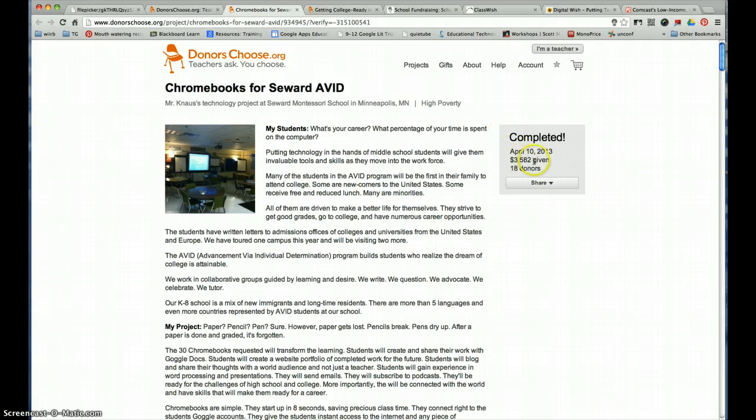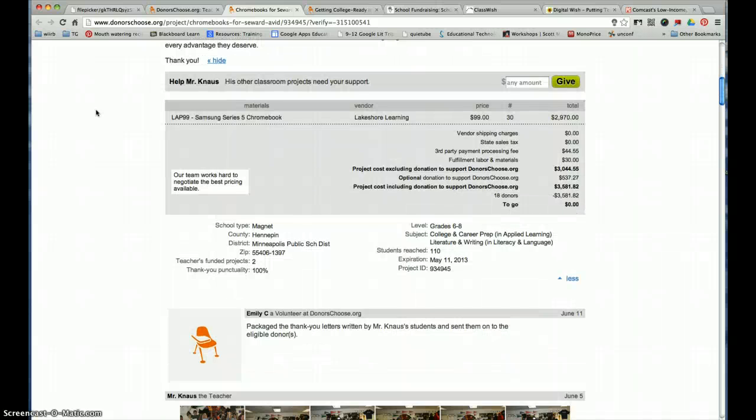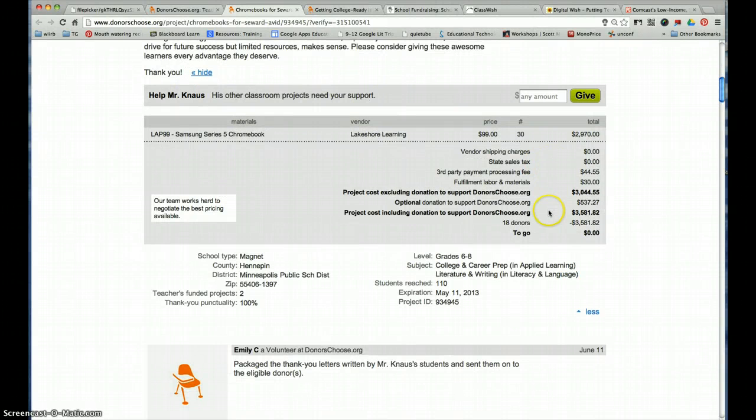He made his gift with 18 donors, and the students wrote thank you notes to those donors, and Ben was able to hand those Chromebooks out as he moves from building to building. Here's the detail down at the bottom, his breakdown of his project.